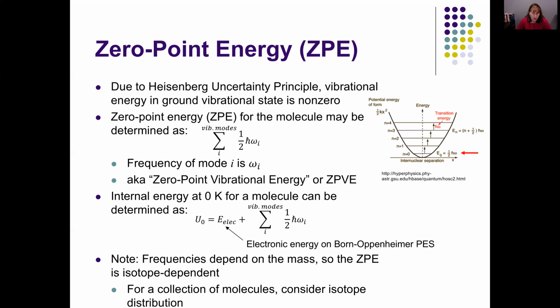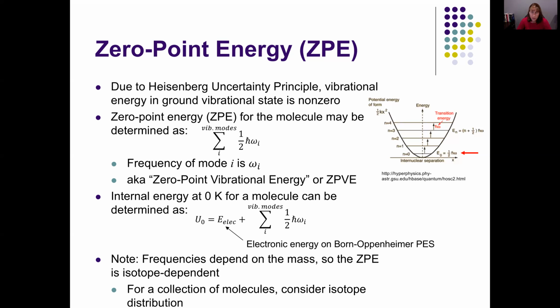I also wanted to mention that the frequencies do depend on the mass, so the zero-point energy is going to end up being isotope dependent. So if you're comparing with experiment, we really want to think about the full isotopic distribution of that experimental collection of molecules. Typically what we'll do in calculations is we'll just think about the most common isotope, but if you are trying to compare really accurately with experiment, you're going to need to think about those isotopes. Anyhow, it does depend on the mass.